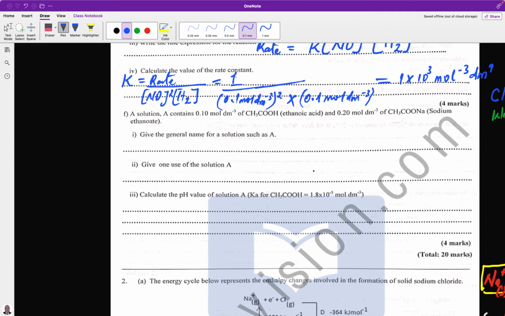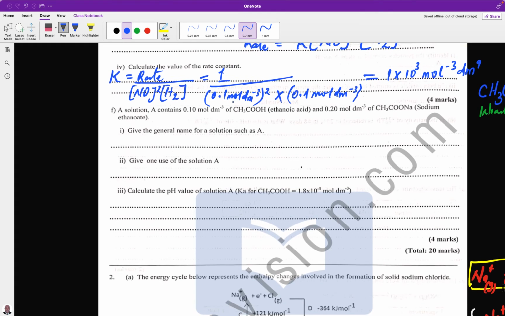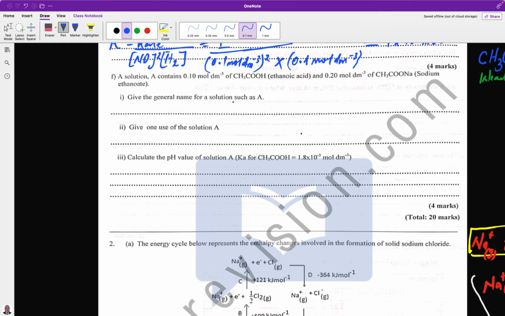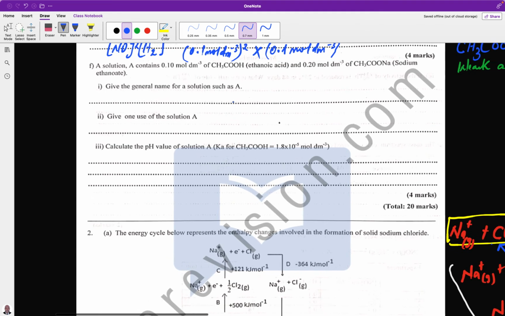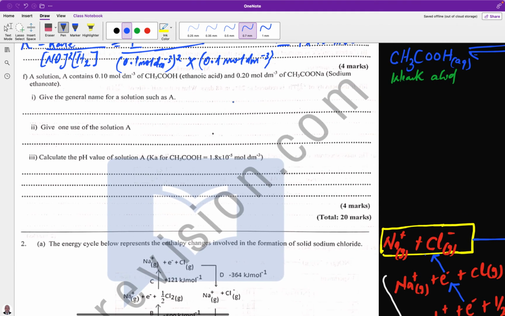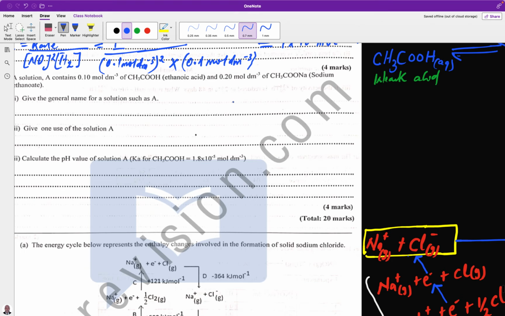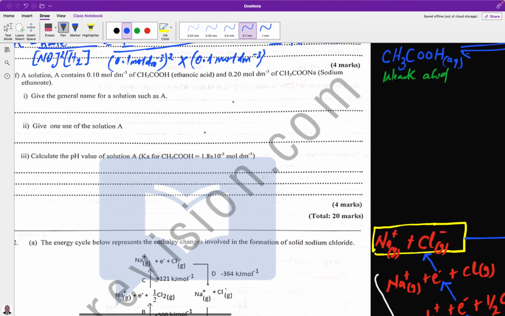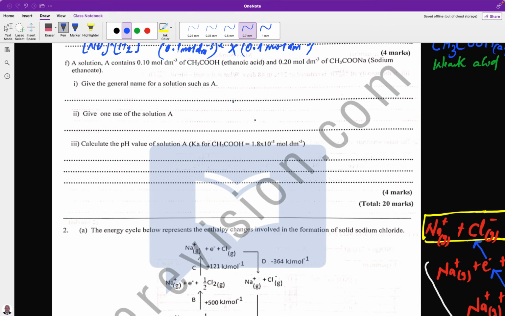Okay, it takes us to the F section of the question. A solution A contains 0.10 mole per dm cube of ethanoic acid and 0.2 mole per dm cube of sodium ethanoate. Give the general name for such a solution. Give the general name for a solution such as A.